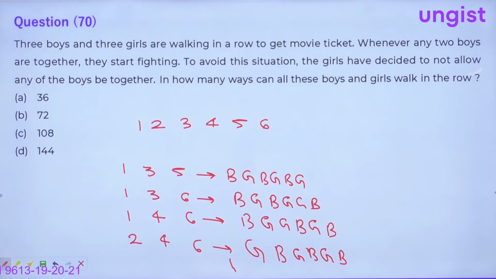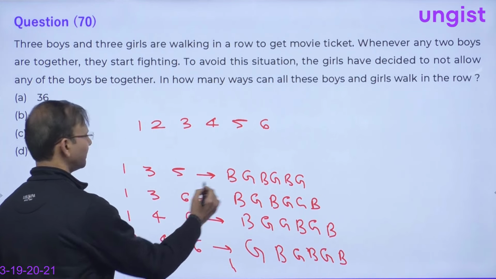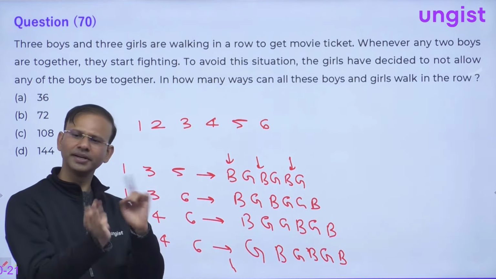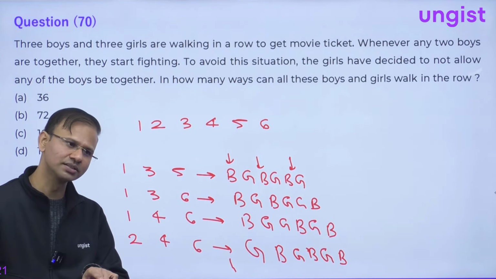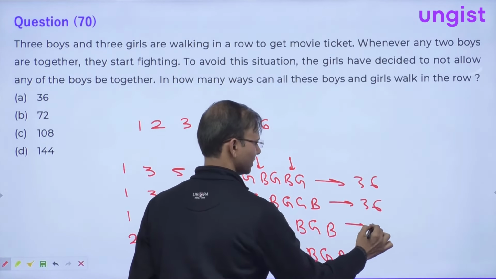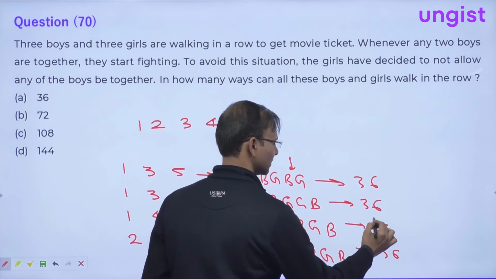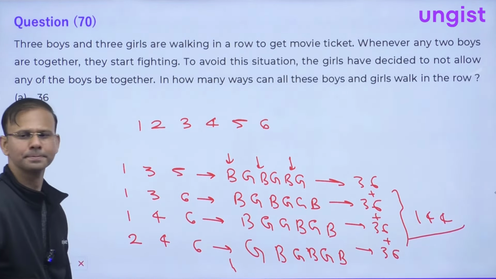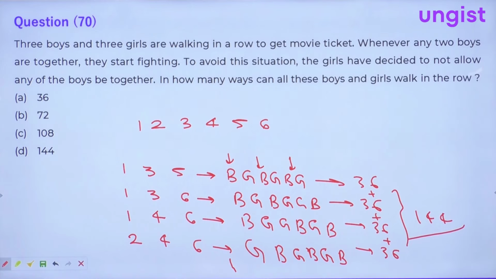Okay. Now, friends, just think on it. Here, 3 positions are occupied by boys and 3 positions are occupied by girls, right? So factorial 3 into factorial 3. This will be 6 into 6, 36. So 36 plus 36 plus 36 plus 36, it is 144. Right? Okay? Just think on it. Okay, clear? Done? Okay.